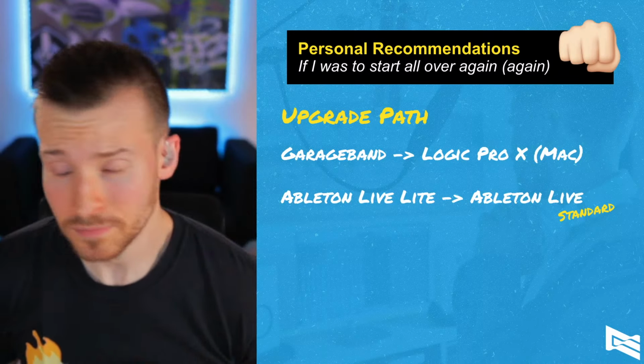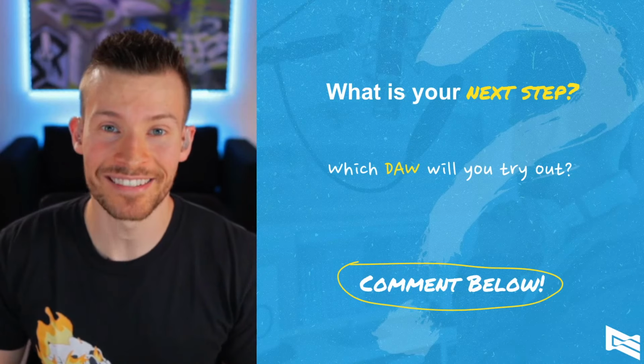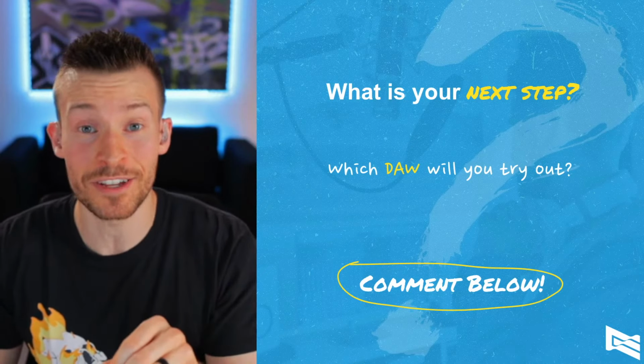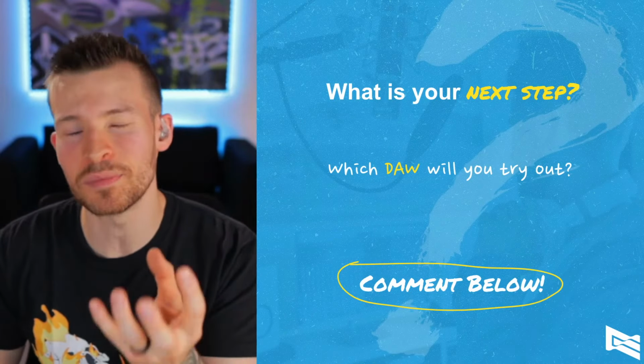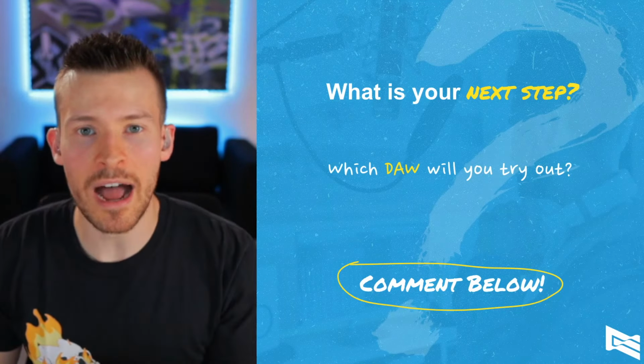So those are my options. Those are what I think you should take a look at. So which one are you gonna take a look at, right? In this production series for beginners, that's all we're talking about. You need a DAW to be able to produce your songs. So which one are you gonna take a look at? Leave a comment and let me know.